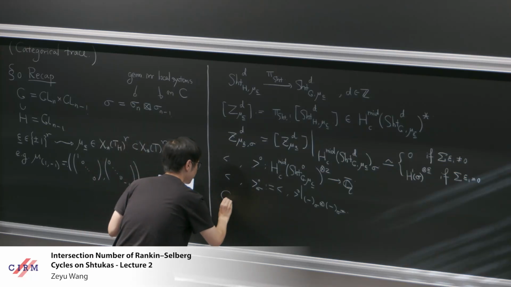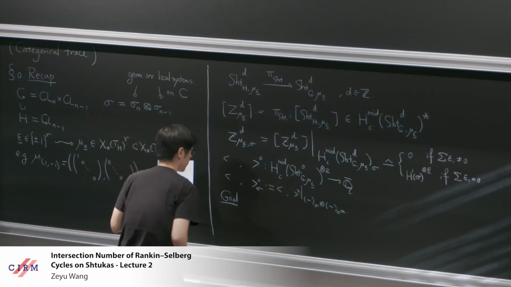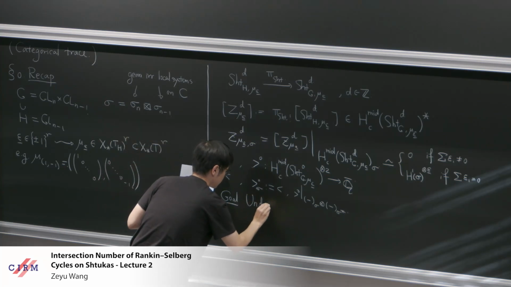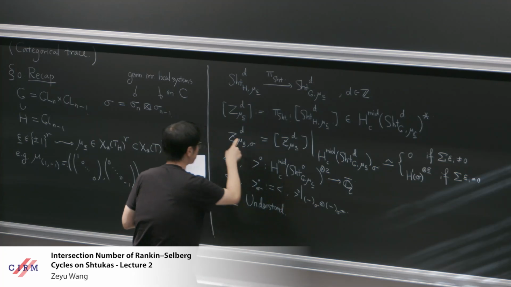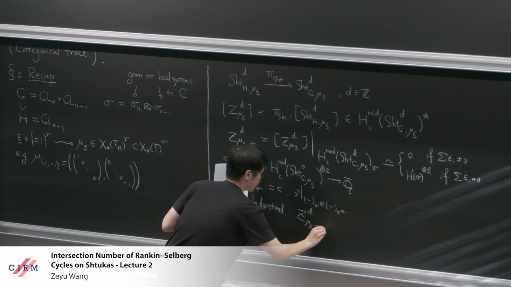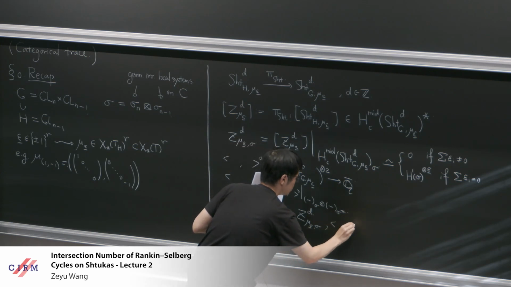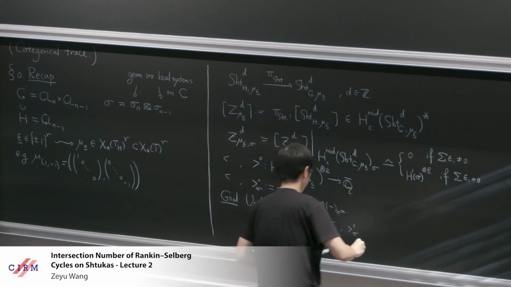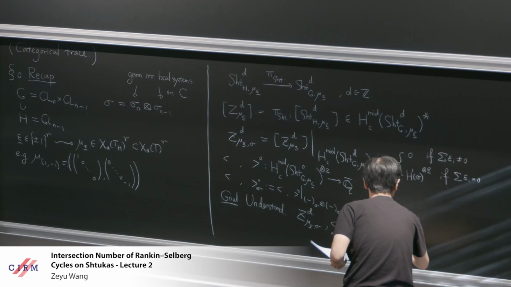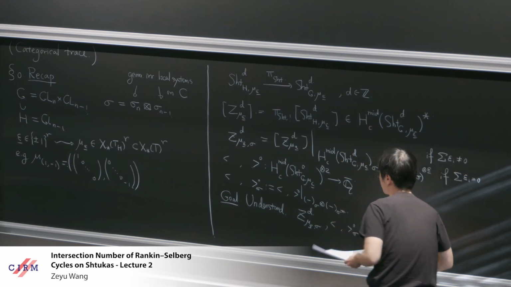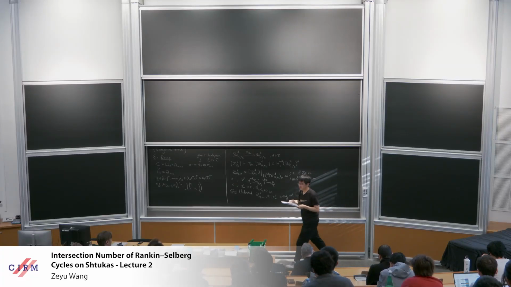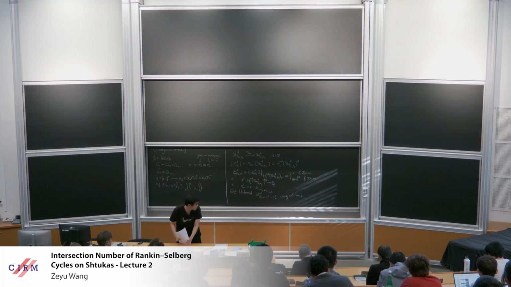Yeah, so as I have said, I think our goal is to understand these two things: this V_{d,mu,sigma} and this intersection pairing, using categorical trace. Okay, so I think that's what I'm going to do in this lecture.